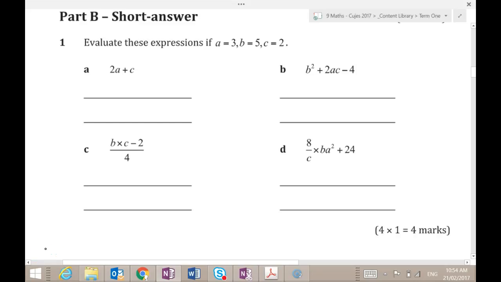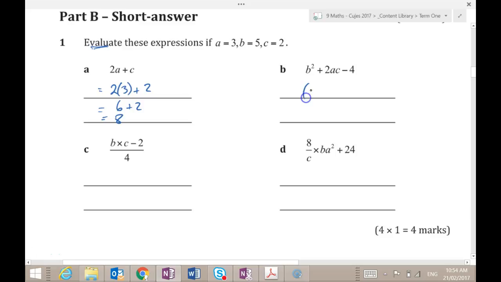Right, so up to part B of test D, more evaluation. So we know we're going to have a value as the answer. A is 3, B is 5, C is 2. What is 2A plus C? A is 3, so you're just going to go 2 times 3 and then add on 2. So that's 6 plus 2, which is going to be 8. That one's pretty easy, isn't it? Is that one all right?